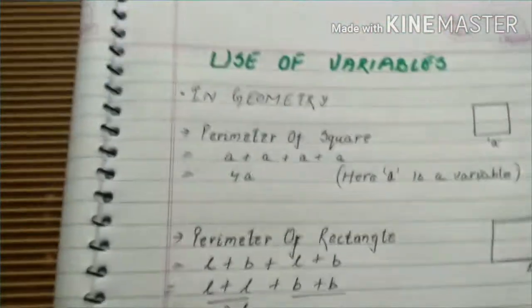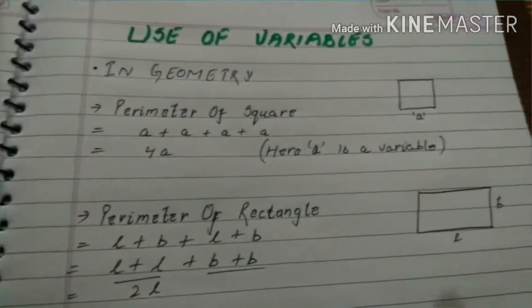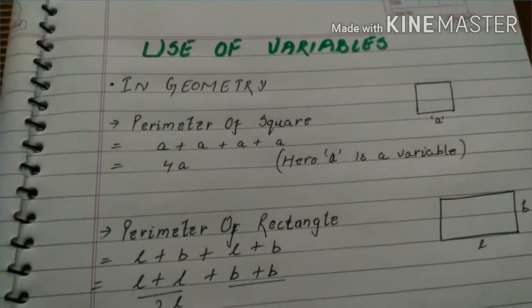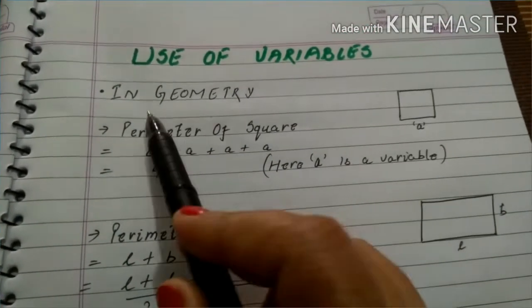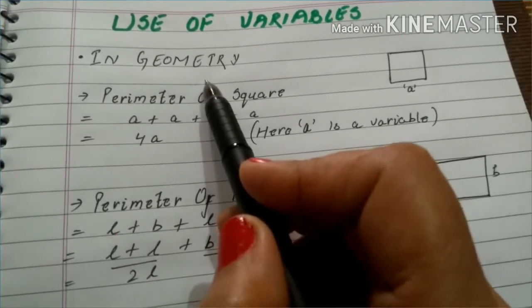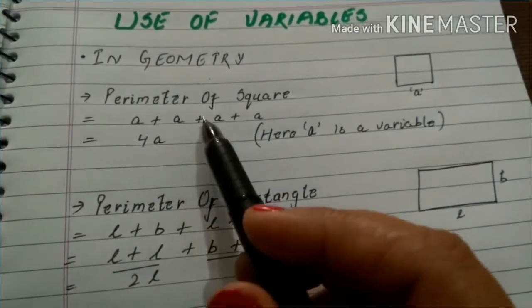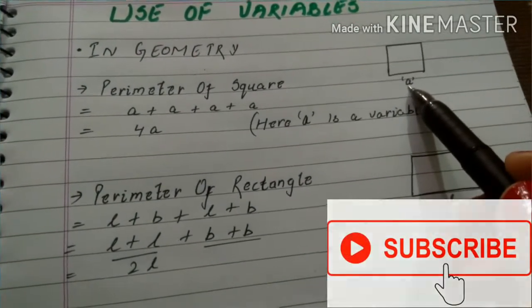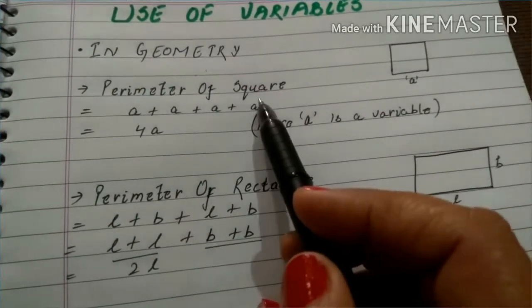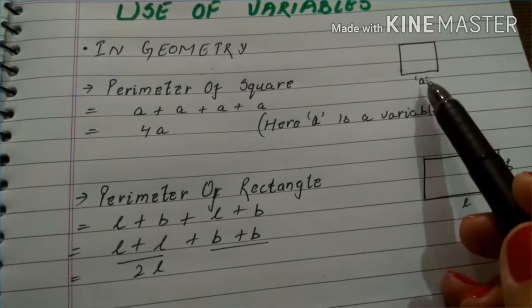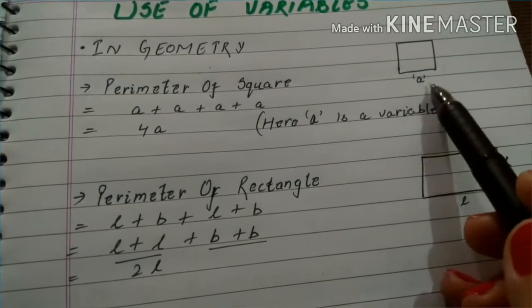The next topic we are going to understand is uses of variables in geometry. So let's understand how you use these variables in geometry. I have taken very basic examples. Suppose you have a square with side A. How do you find the perimeter of a square? Here also we are using a variable. In place of A, we can take x, y, z, anything.